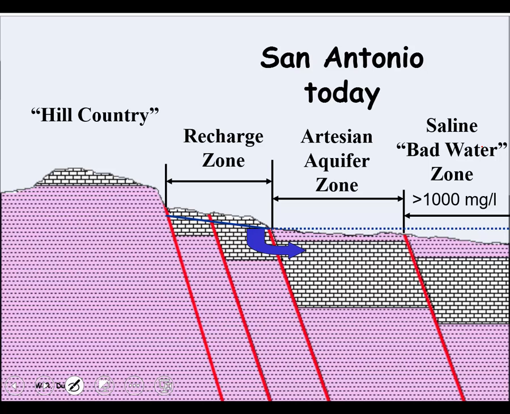So we've actually got an unconfined aquifer of the Edwards here, and then we've got confined aquifers or artesian aquifers farther down. Now notice we break it up. There's an artesian aquifer zone and then a bad water zone. This is not an aquifer. It's not because there's no water. It's not because it's not under pressure, but rather the water quality is too poor. So again, remember the definition of an aquifer is that it's got to be economically usable.